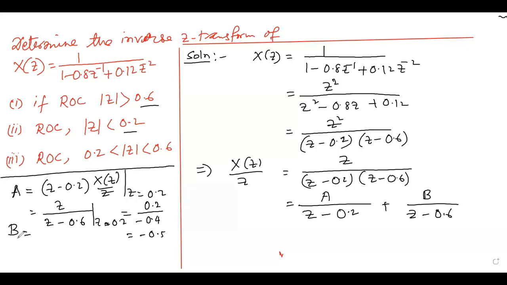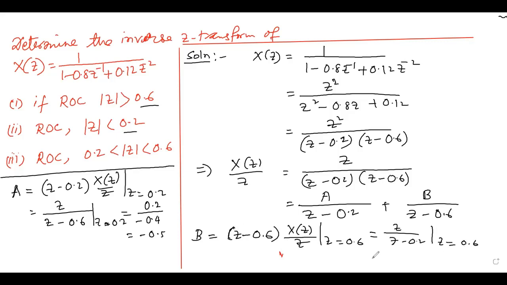And what about B? What will be the value of B? B is z minus 0.6 into X(z) by z at z equal to 0.6. So this is z by z minus 0.2 at z equal to 0.6. So 0.6 by 0.4, that is 1.5. Let me write the plus sign because B is plus, which is 1.5, and this one is minus 0.5.